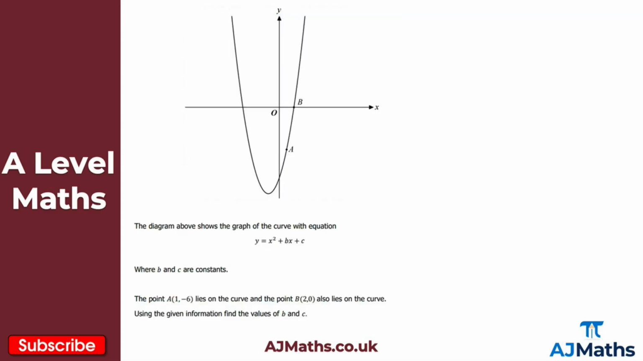Moving on to question 3, then what I've got here now is a diagram which shows the graph of the curve with this equation here. So b and c are constants. We're given the point A, so that's 1, minus 6. And we also have the point B, which is 2, 0. Now we want to use this given information to find the values of b and c. So they correspond to these values here in my quadratic.